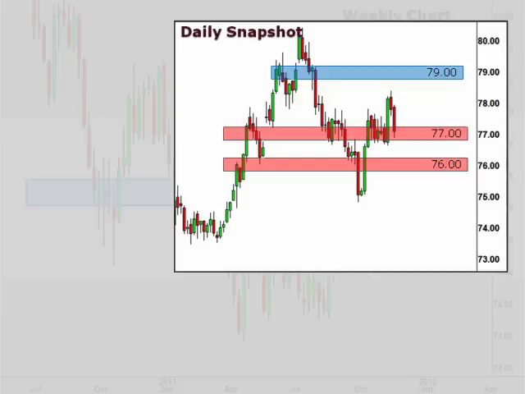The daily chart reflects the support level at 77. Failure to hold this level is likely to yield a continuation lower towards 76 this week.